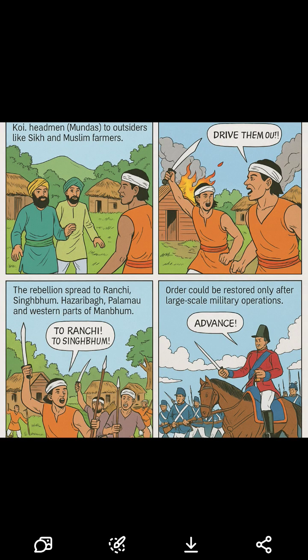How did the British respond? The British were alarmed by the scale of the uprising. They sent large military forces to crush the rebellion. After months of fighting, the British killed many rebels, arrested and punished leaders, used violence to restore order.